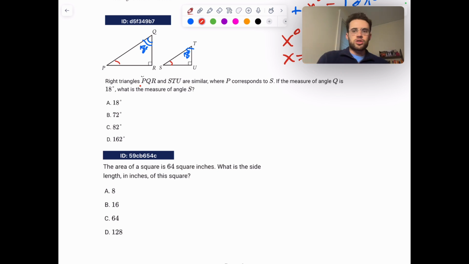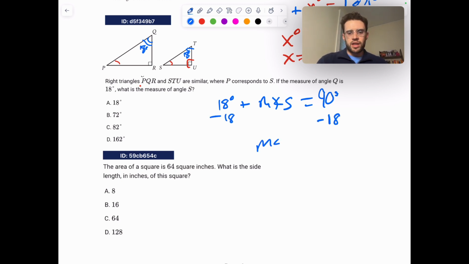Well, we know the angles of a triangle add up to 180 degrees. We have a right angle that's 90, so that takes away 90 from the 180, leaving us with 90. So 18 degrees plus the measure of angle S would add up to 90 degrees. You could subtract 18 from both sides, giving us that the measure of angle S is equal to 72 degrees.